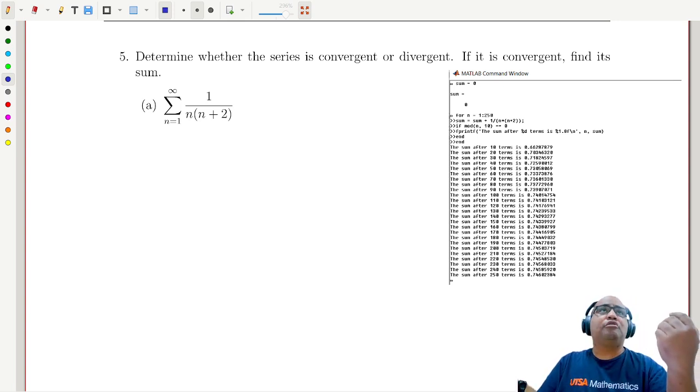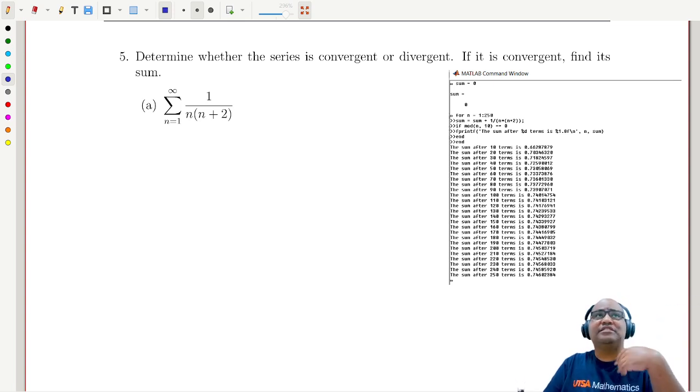Now, that doesn't look like any of our special ones that we've seen before. That doesn't look like a geometric series, and the terms probably look a little complicated. We just want to see if this series converges or not. I'm not worried about the partial sums yet.